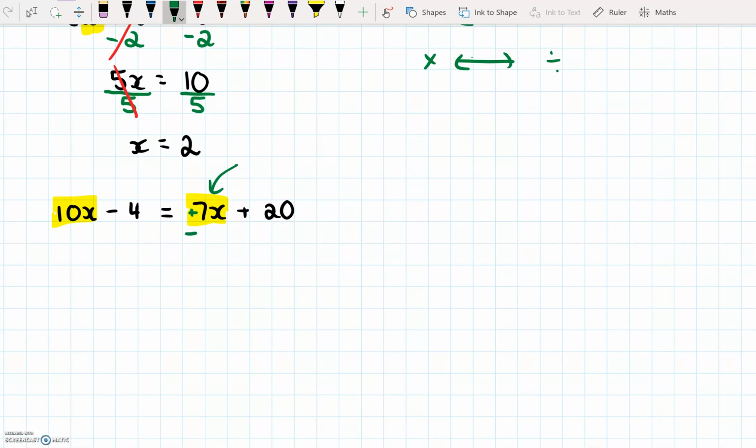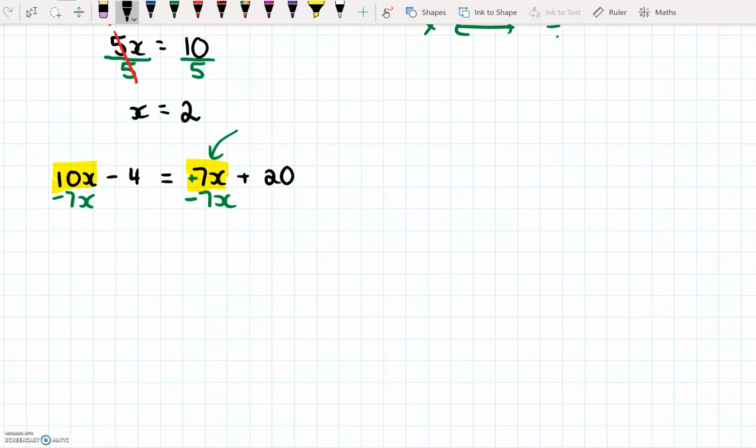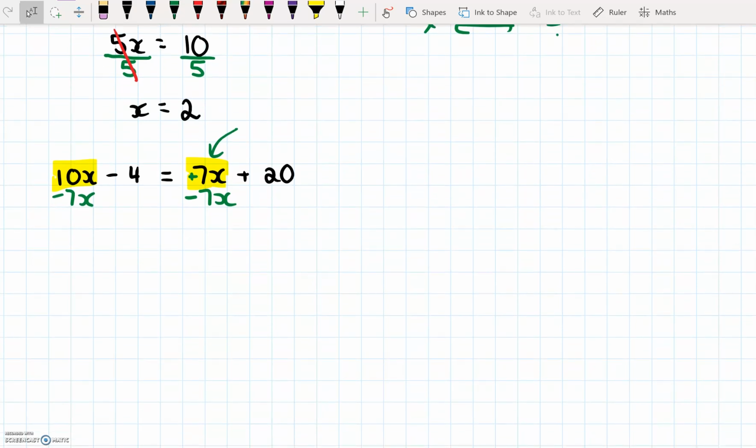So what we're going to do is we are going to minus 7x from both sides. Okay, and I really do suggest to you that you try to move the x's first, because once you get that strategy going, it'll make it easier for you. So on the left side, we have 10x minus 7x, which leaves us with 3x. And nothing happens to the minus 4 because these are not like terms. We can't do anything with it.